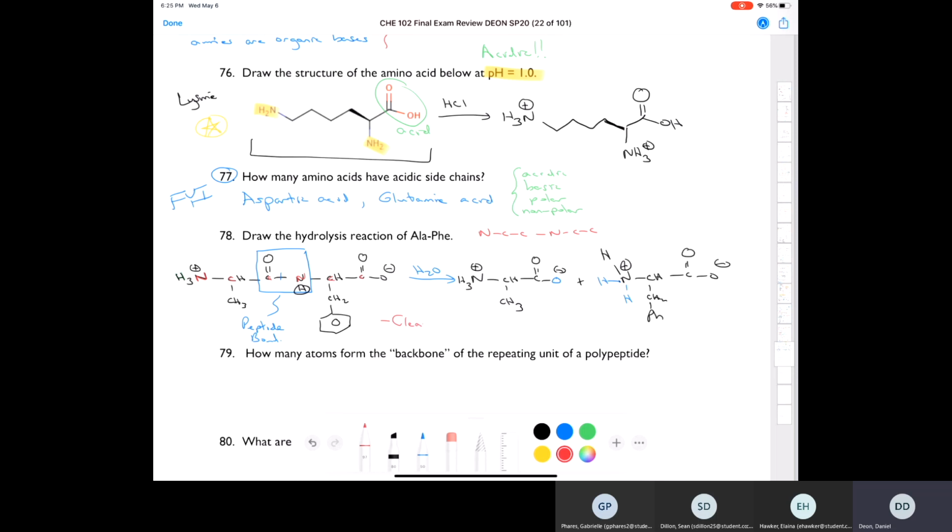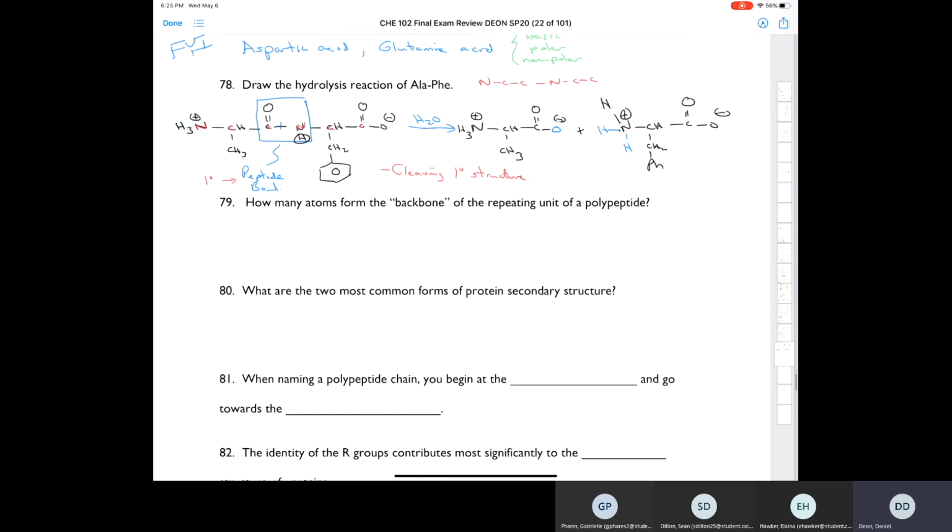Cleaving primary structure. All right, because the peptide bond is primary, right? Primary structure. Okay, how many atoms form the backbone of a repeating unit of a polypeptide?